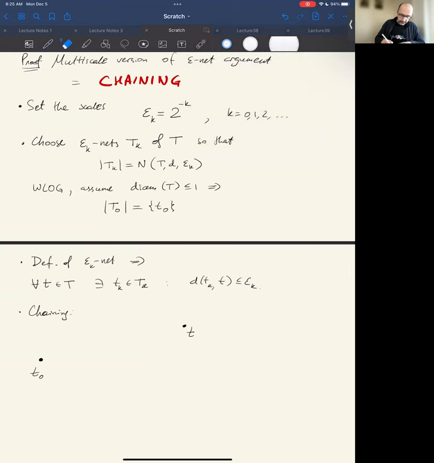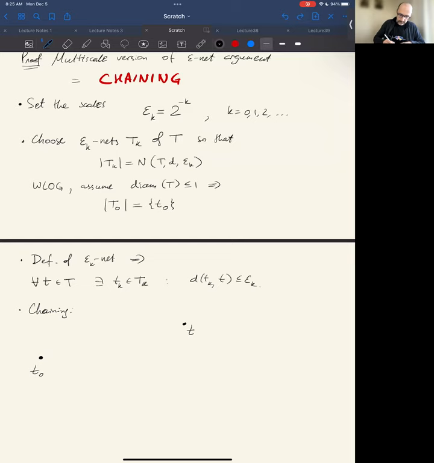We first approximate T by T1 as best as we can, then by T2, then by T3, then by T4, and so on. Each time the approximation is better and better, epsilon k shrinks exponentially. And so we will be closing down on T. We will be converging onto T.